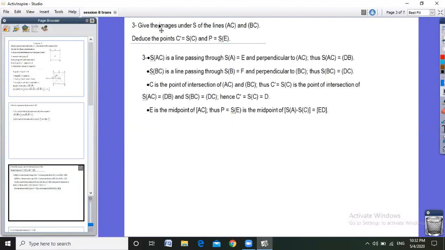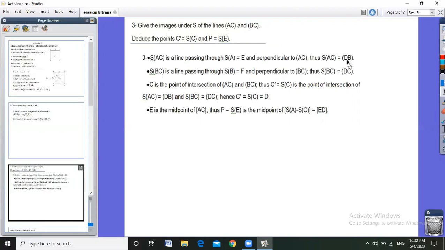Now 3, give the images under S of the lines AC and BC. Deduce S of C, C prime, and S of E is P. S of AC is a line passing through E, since E is S of A, and perpendicular to AC. As usual, we get S of AC is DB. S of BC, similarly, we get it is DC.